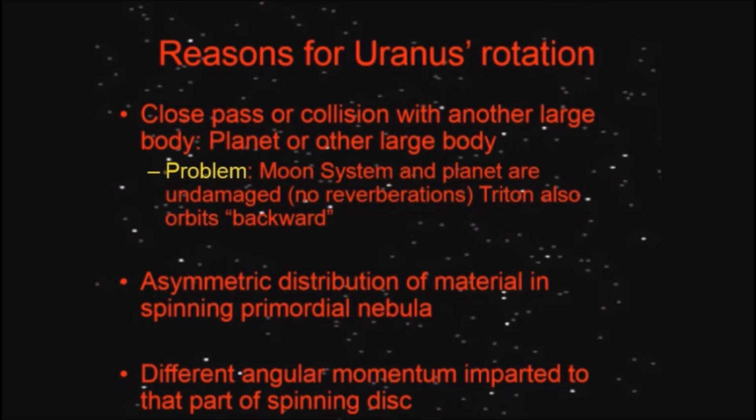So, possible scientific reasons for the weird rotation of Uranus. Close pass, collision with another large body, something like a planet, or a moon, maybe even a brown dwarf or something early in the solar system. Problem is, moon system's fine, everything's undamaged, there's no reverberations in any of the orbits. Also, one of its moons, called Triton, actually orbits backwards compared to the rest of them. That's weird.